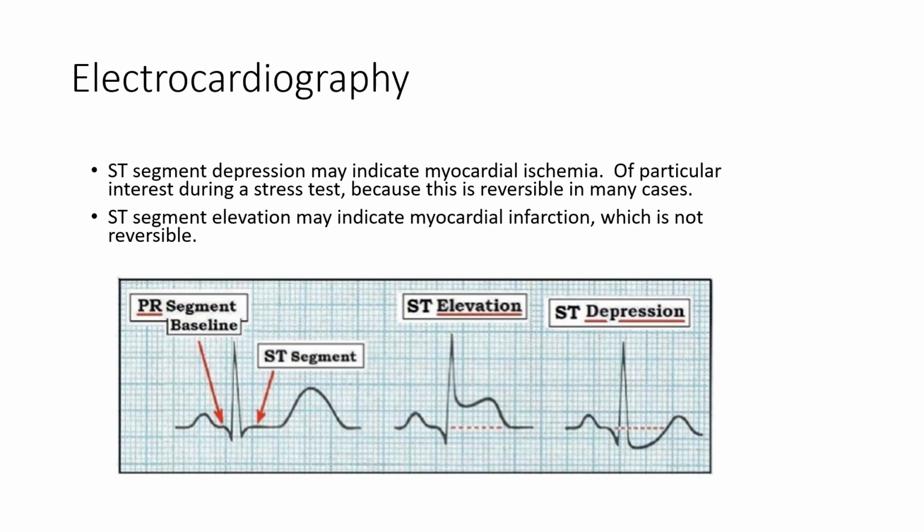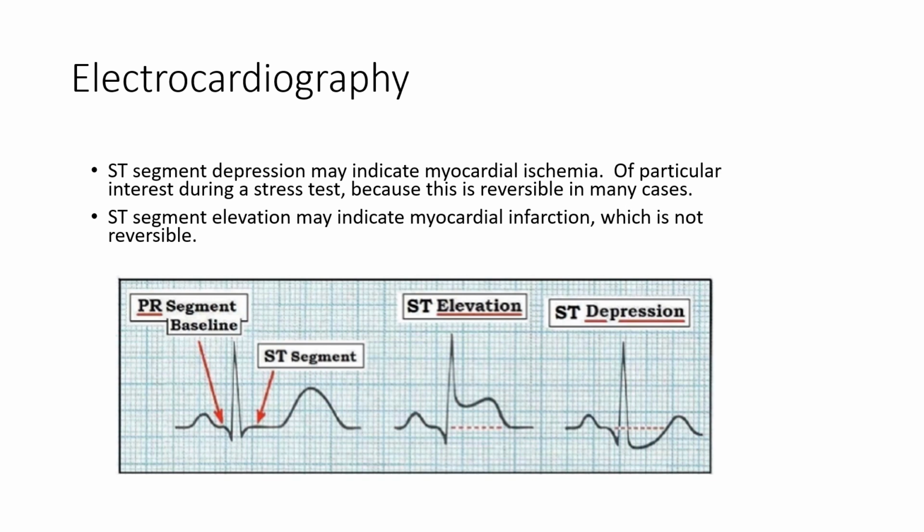ST depression and elevation are something that we really need to watch for in nuclear medicine when we're stress testing. The ST segment depression may indicate myocardial ischemia. If you have somebody that has ST segment depressions during any portion of their stress testing when they're hooked to an EKG, symptomatic or not, they should usually go for a heart cath or at least more follow-up from their doctor.